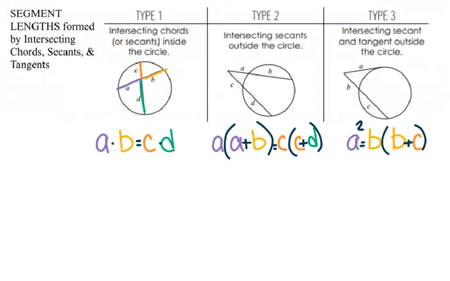So AB are the two making the chord, and then CD are also making the chord. So if you multiply those together, they have to equal the other two multiplied together.